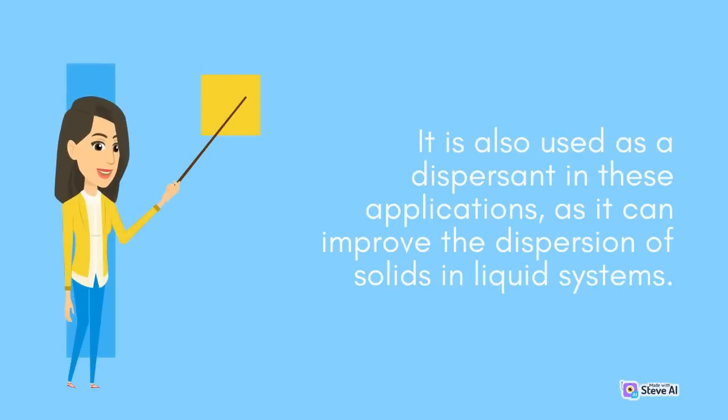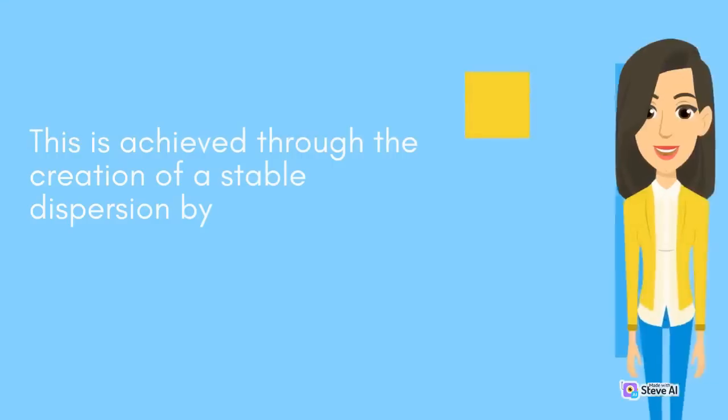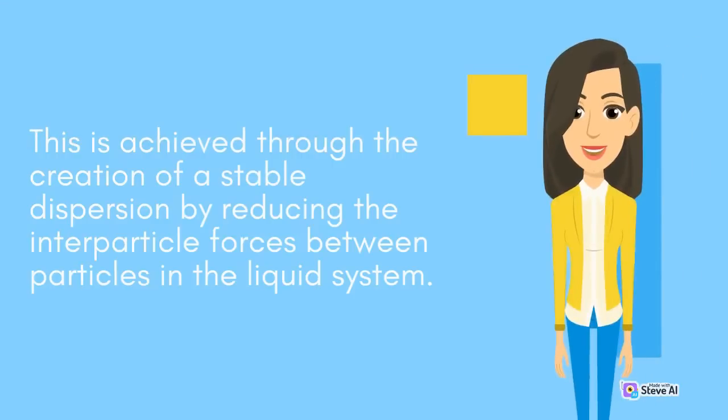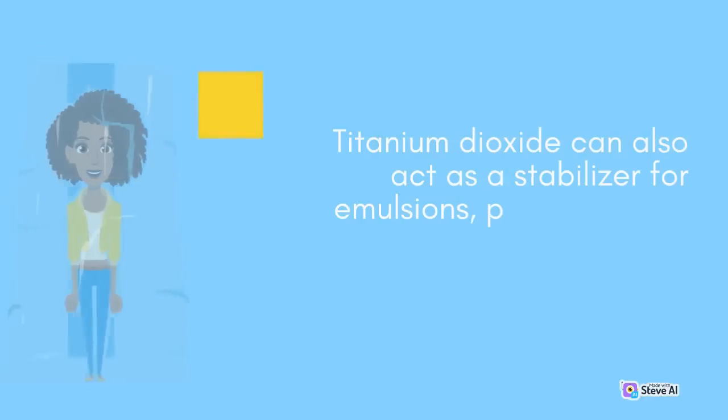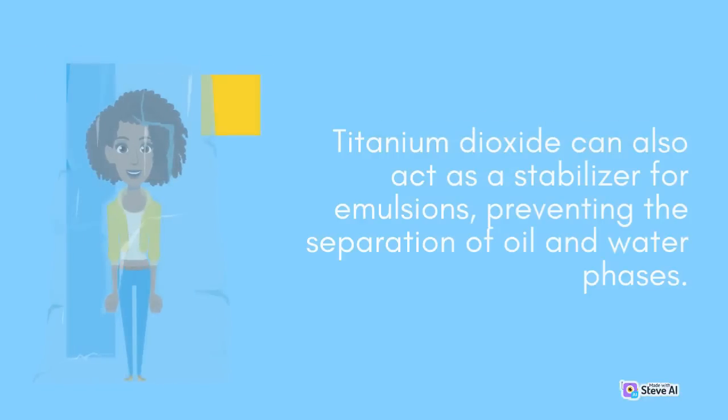It is also used as a dispersant in these applications, as it can improve the dispersion of solids in liquid systems. This is achieved through the creation of a stable dispersion by reducing the interparticle forces between particles in the liquid system. Titanium dioxide can also act as a stabilizer for emulsions, preventing the separation of oil and water phases.